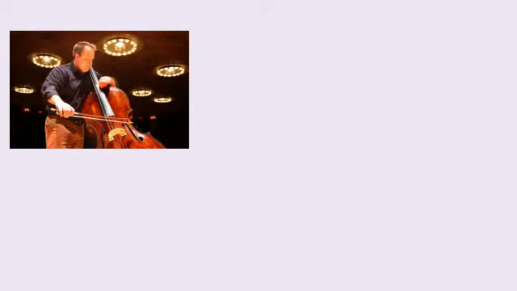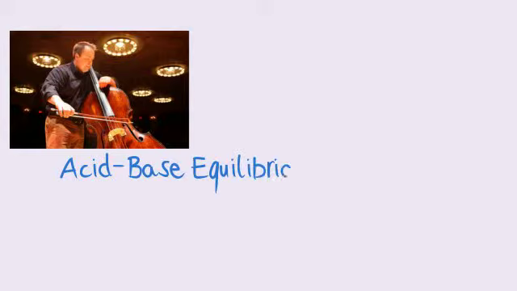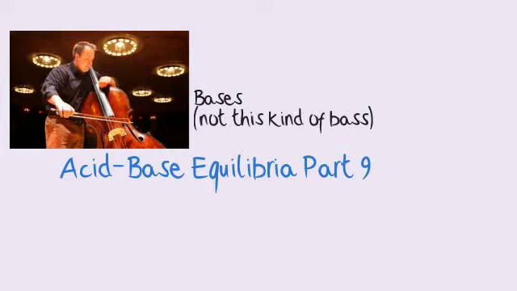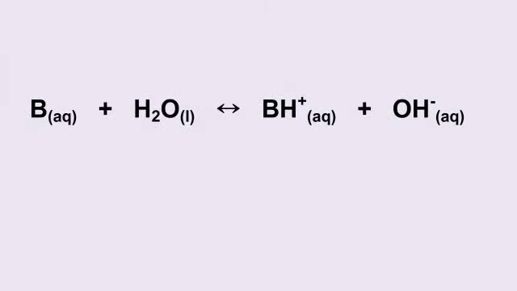Okay, we are looking at a base pair. These are acids and bases equilibrium, and we really haven't talked about the bases at all. So this part is on bases. They're very similar to figuring out acids.